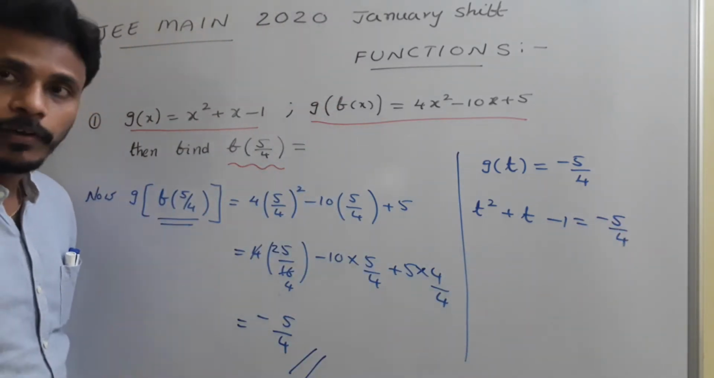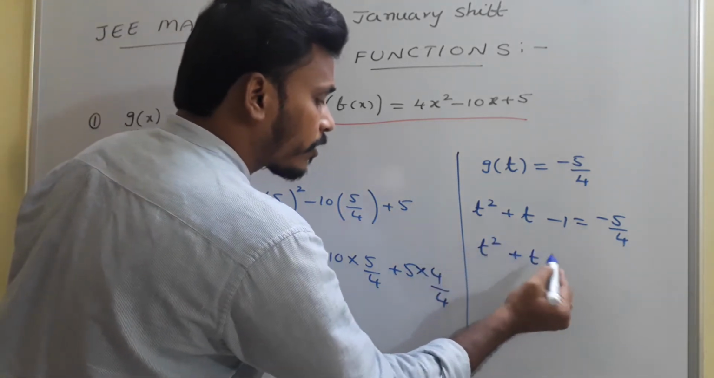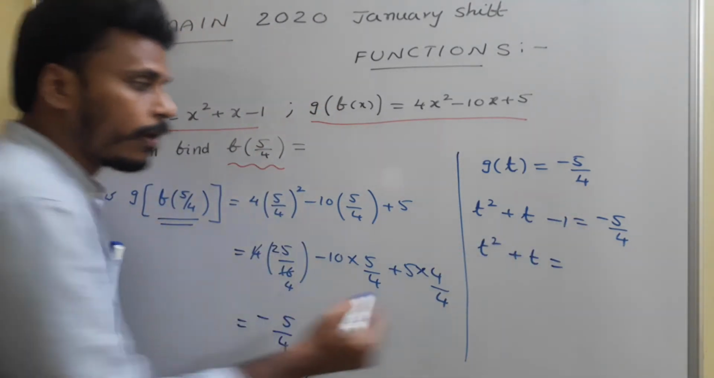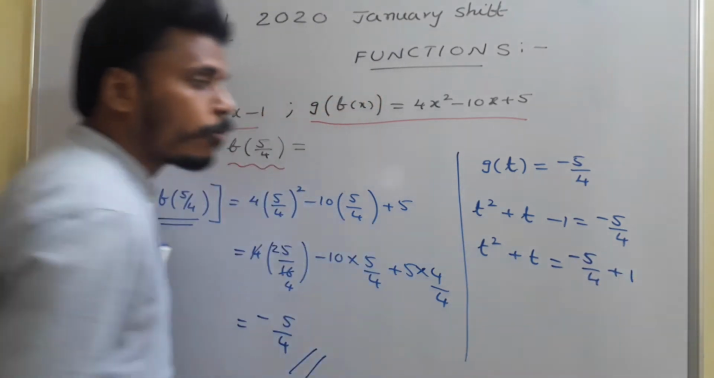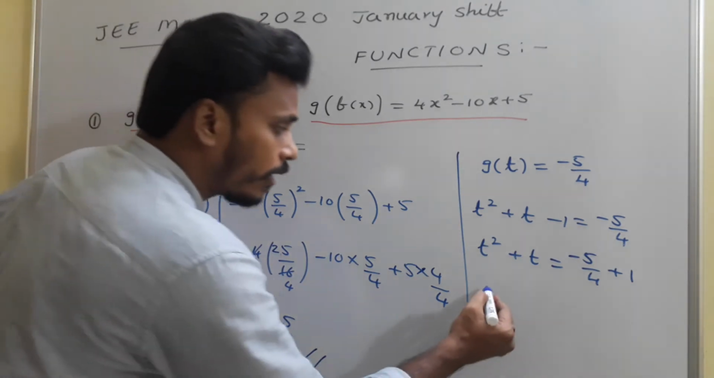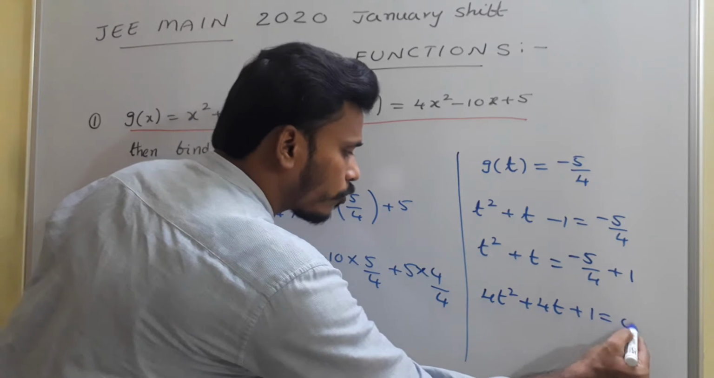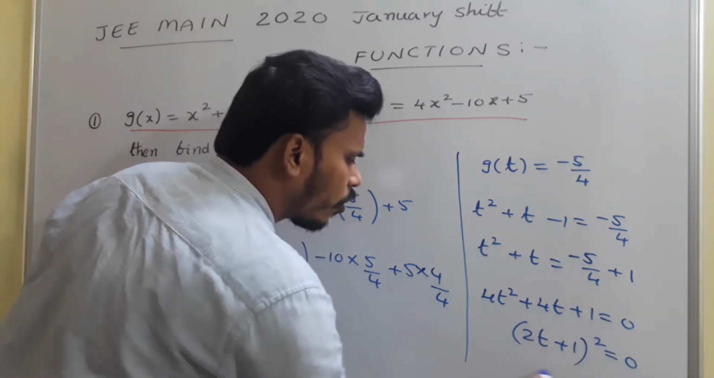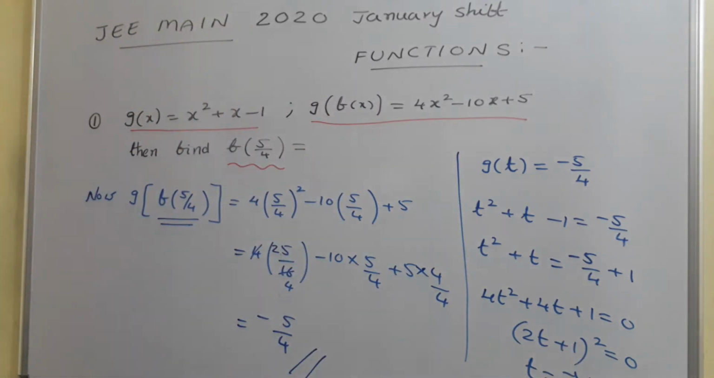You just try to simplify. Send this one that side. What will happen? t square plus t is equals to minus 5 by 4 plus 1. Minus 5 by 4 plus 1 is minus 1 by 4. And then this is 4t square plus 4t plus 1 is equals to 0, which is (2t plus 1) whole square is equals to 0. That in turn represents that t is equals to minus 1 by 2. At the end, I have the value of t as minus 1 by 2.